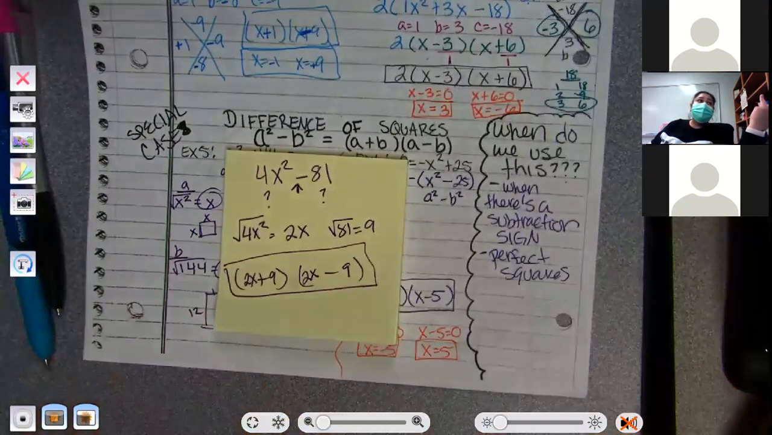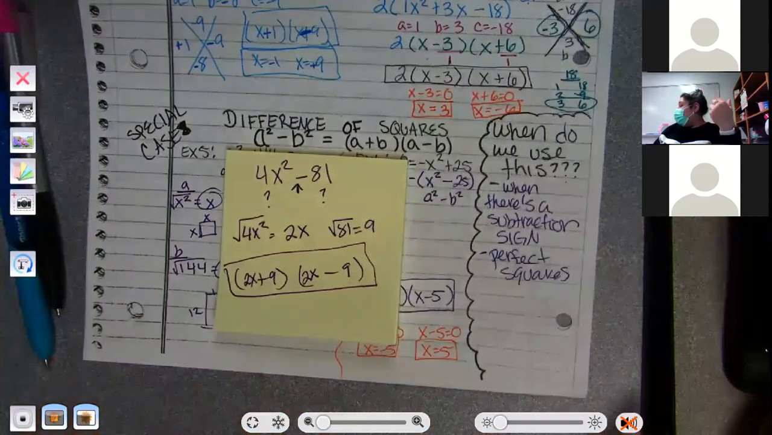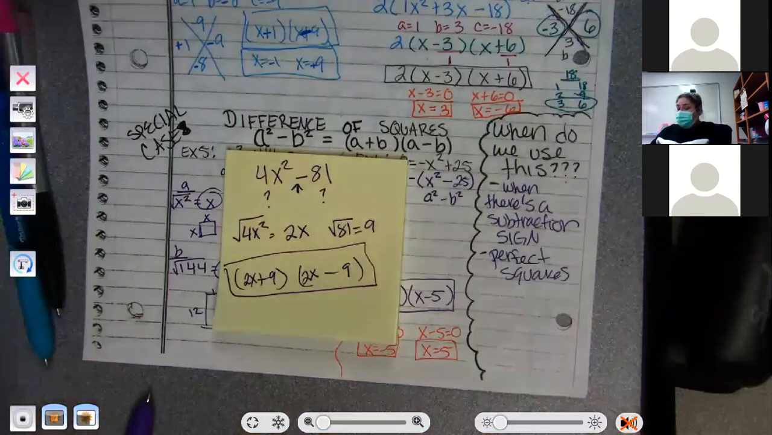Again, could you still do it using your x method? Yeah, sure. But I really don't want to multiply 81 times 4. That would be a big, huge mess, wouldn't it? 81 times 4 would be 324. Do you really want to sit there and find all the factors of 324 and figure out which one of those is going to give you 0? Not me. You could. I guess it wouldn't be that hard. But like I said, difference of squares comes in really handy, okay?